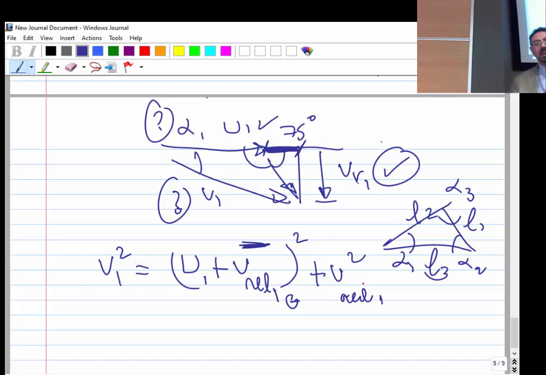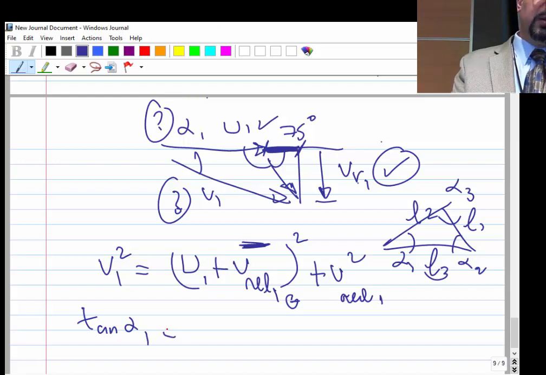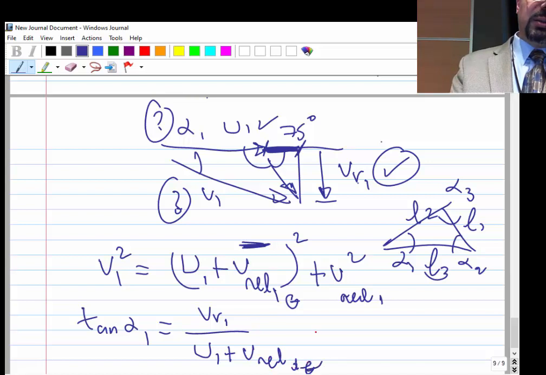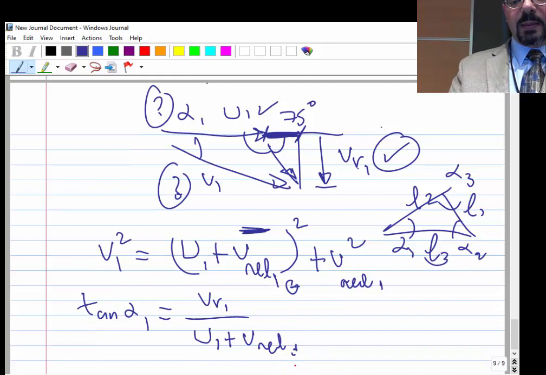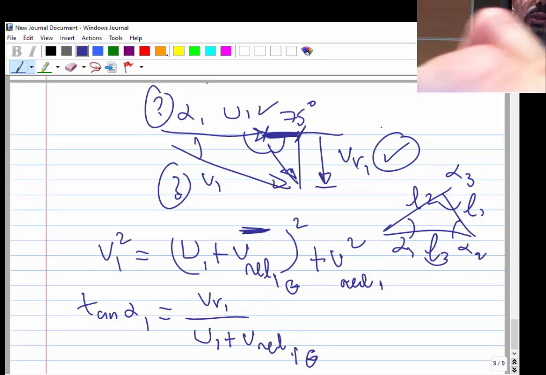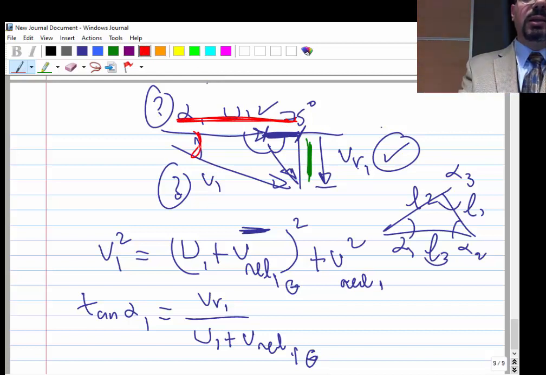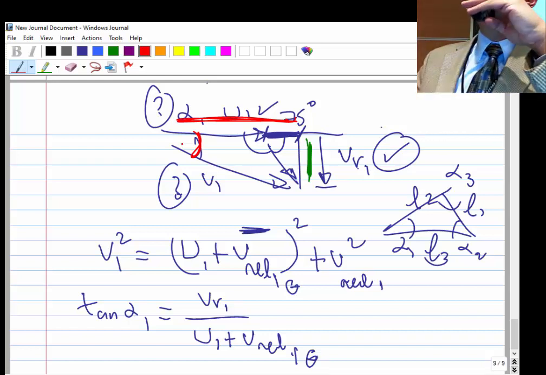Or you can just basically say, what is tan alpha 1? VR1 divided by U1 plus V relative 1 theta. So what I'm trying to say is that this and this length decide the tan alpha, right? This height is V relative 1, and this height is V1 plus the tangential component that you can get from 75. So this problem was all about the velocity triangle basically.